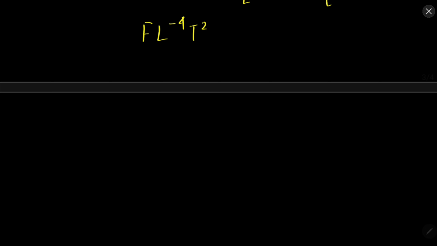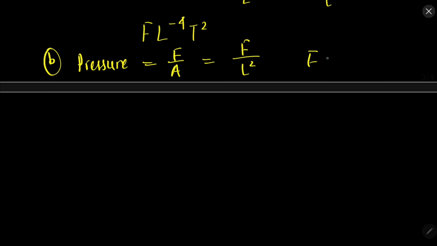Similarly we can find for different things, like next is pressure. So pressure is force upon area, so it is quite simple, F upon L square. And now this can be F L minus 2, okay. Then next is the momentum.